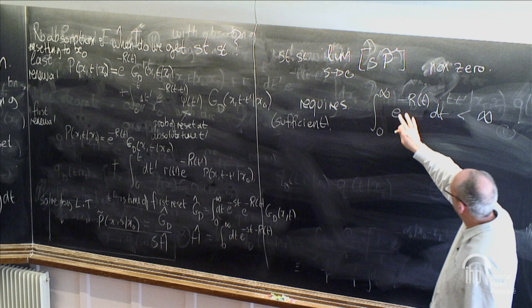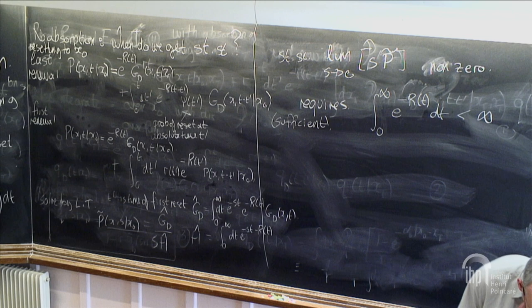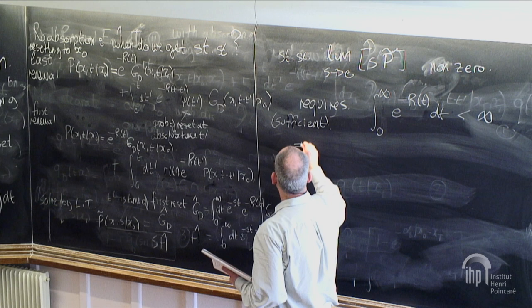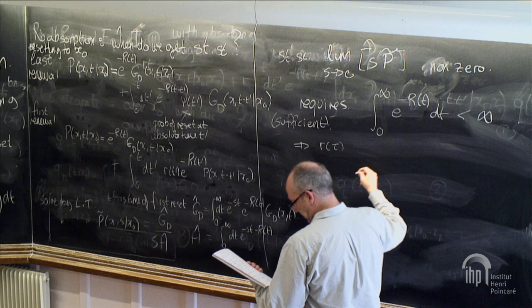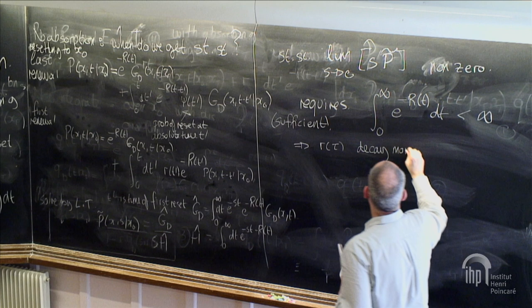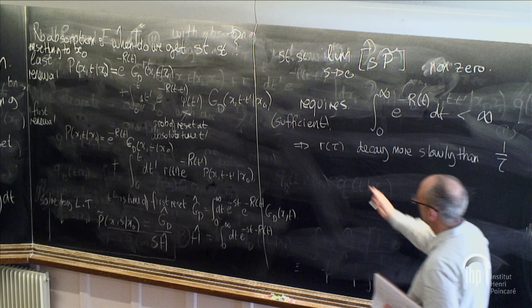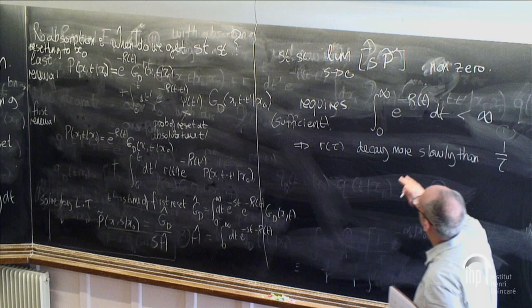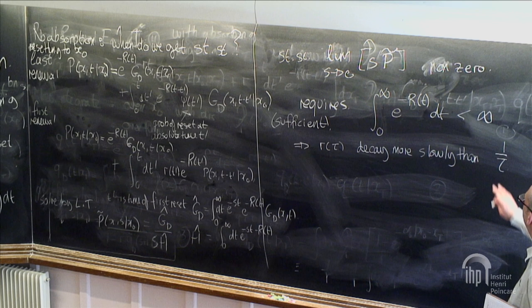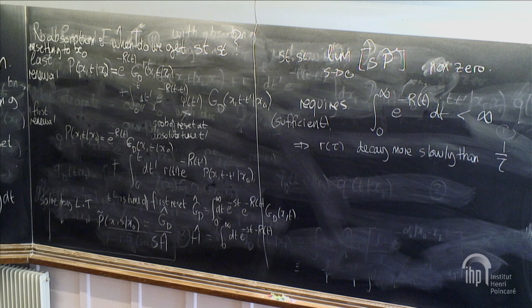So that's one thing. To get a stationary state, we need this. For example, what does that mean? It actually implies that my resetting rate, R of tau, should decay with time more slowly than 1 over tau. What I mean by that is that for large tau, assuming R decays monotonically, it should be bigger than 1 over tau. That's a sort of loose physicist language. So we say that it decays more slowly. And then we get a stationary state.